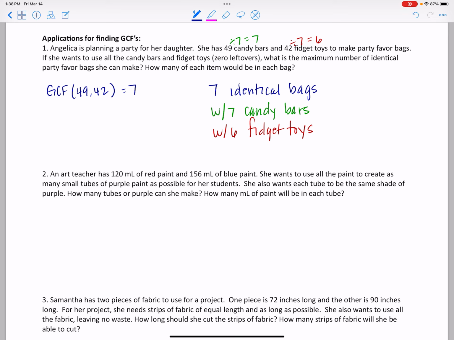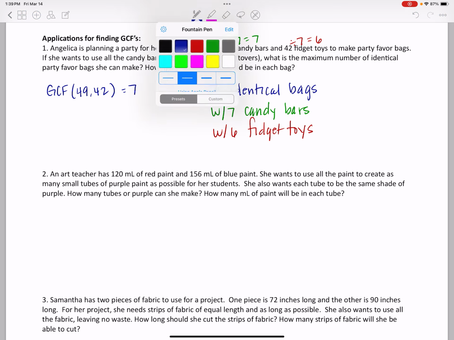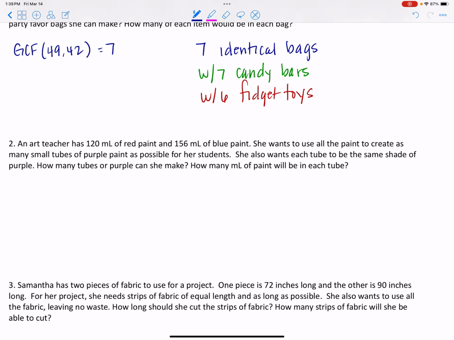It's the only way to do this if you're making party favor bags, right? You don't want one kid going home and finding out that he only got 12 things and the buddy next door, or maybe a younger sibling, got 13 or 14. Like, this is not fair. So I want to make sure we're dividing into identical bags. So 7 bags with 7 candy bars and 6 fidget toys in each. Okay? Not too bad. Let's look at another example.